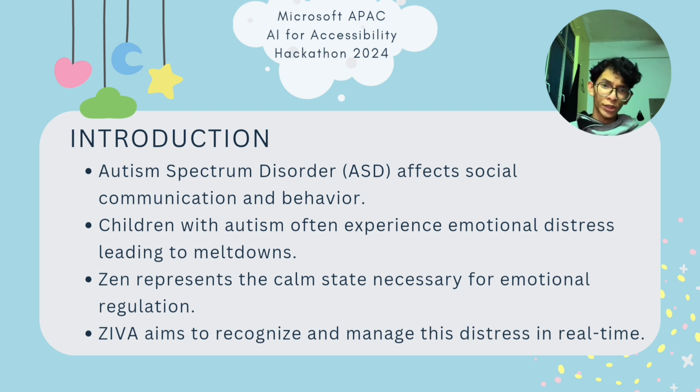Autism spectrum disorder, or ASD, is a complex disorder affecting social communication and behavior. Children with autism often experience emotional distress leading to meltdown. Imagine yourself, just by hearing noise, you get stressed. So, this project is ZIVA. Zen, in this project, represents the calm state necessary for these children, and this project aims to recognize and manage this distress in real time.